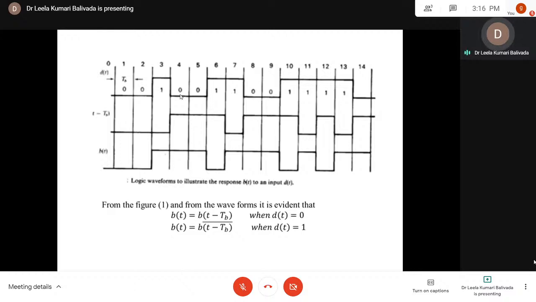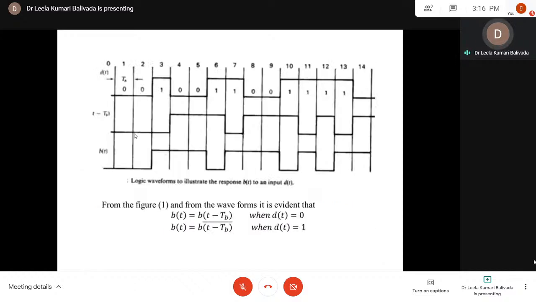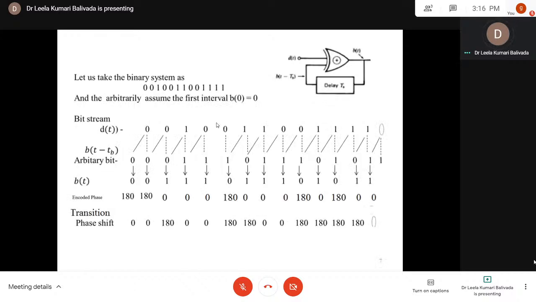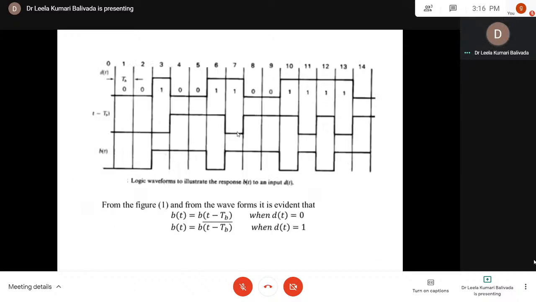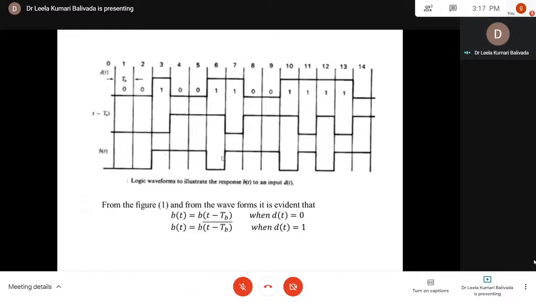And if you see this particular figure, this diagram represents D of t. So D of t is 0, 0, 1, 0, 0, 1, 1, 0, 0, 1, 1, 1, 1, 0. And B of t minus tb is 0, 0, 0, 1, 1, 1, 0, 1, 1, 1, 0, 1, 0, 1, 1, 1, 0, 1, 0, 1. And this is B of t. So B of t is represented as 0, 0, 1, 1, 1, 0, 1, 1, 1, 0, 1, 0, 1, 1.